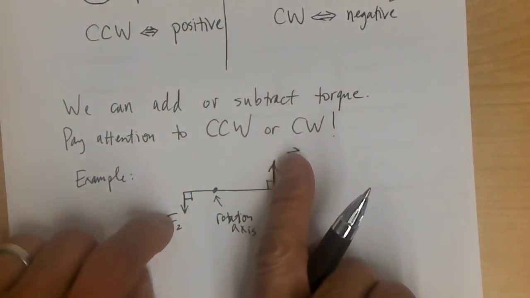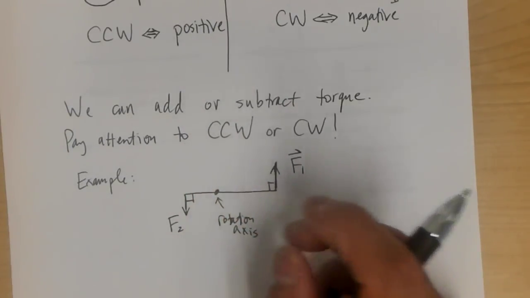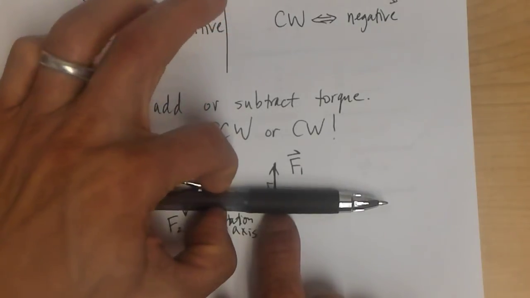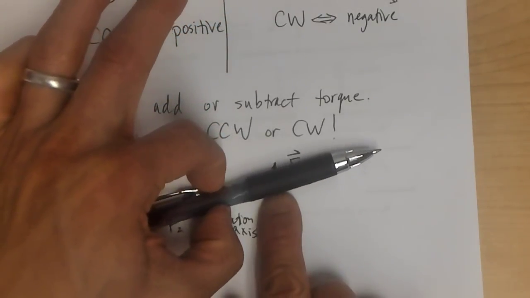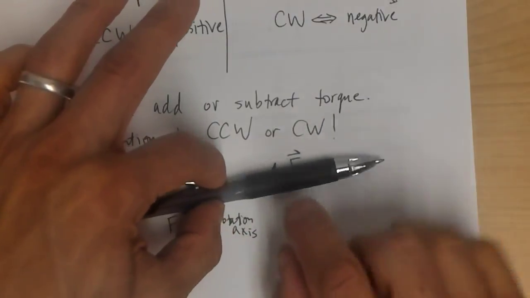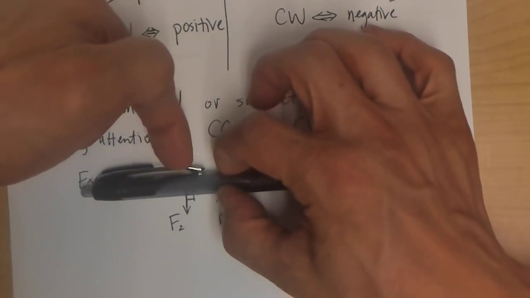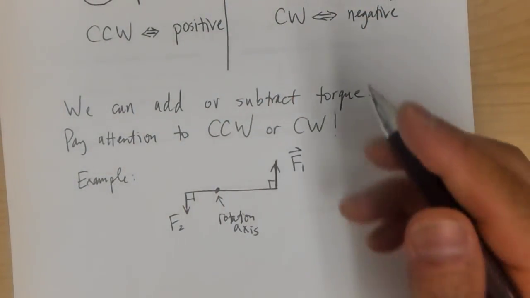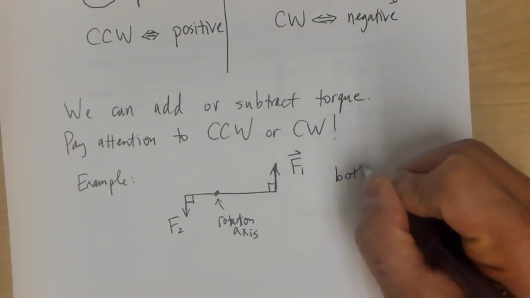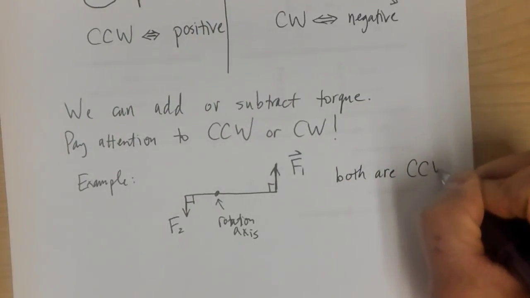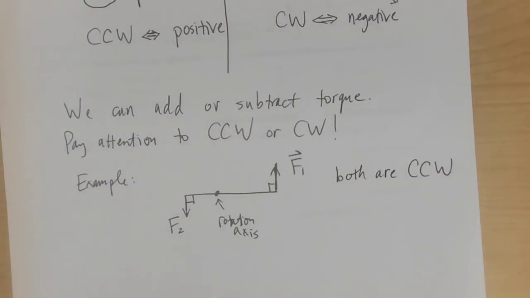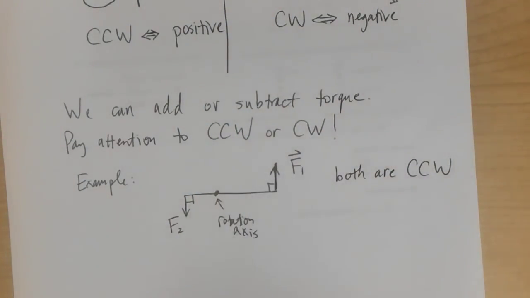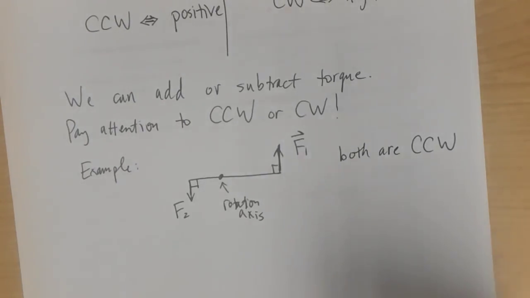Okay, even though the forces are going in opposite directions, they both try to make this pen, this is the rotation axis, so I'll pinch it here. If I press here, it tries to make the pen go counterclockwise. If I press here, it also tries to make the pen go counterclockwise. So in each case, both are counterclockwise. They both are trying to make it spin around this way. So they add up together.